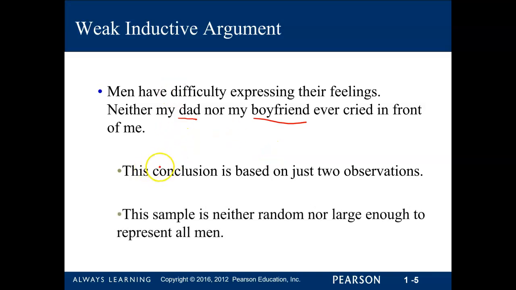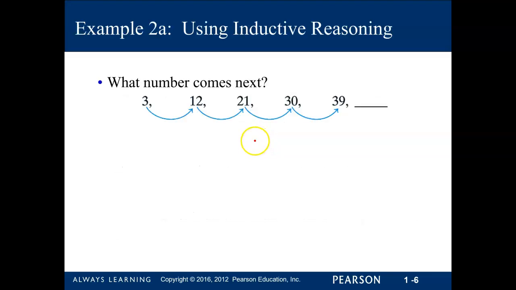So it is important that to have a strong inductive argument, there should be a large enough, random sample that would make it easier to draw conclusions. Okay, so the fewer your observations, the weaker your inductive argument will be considered.